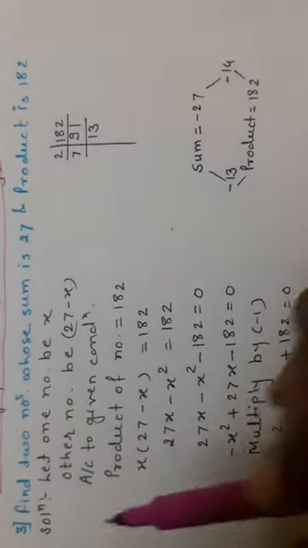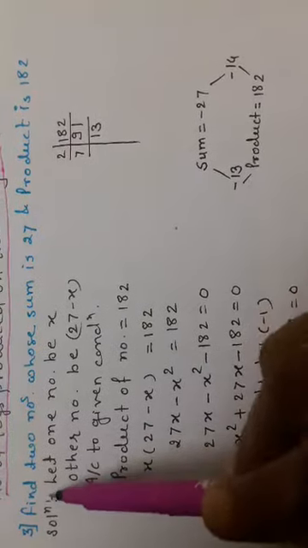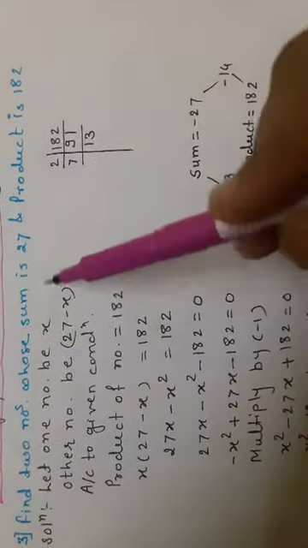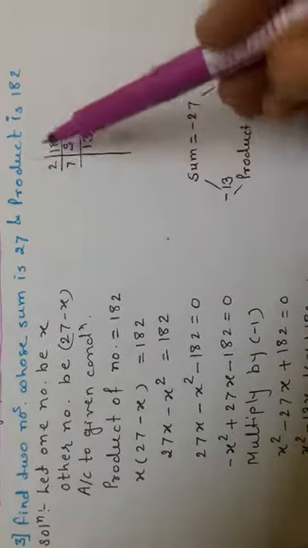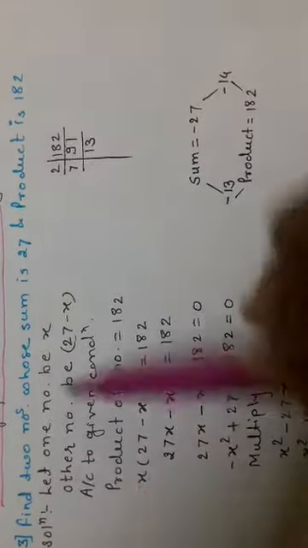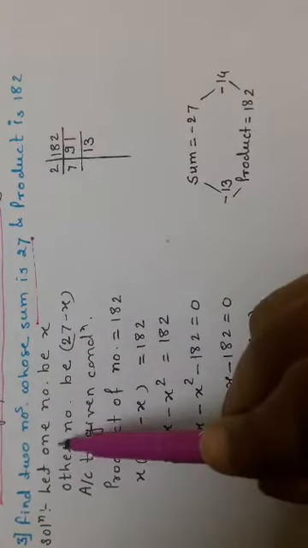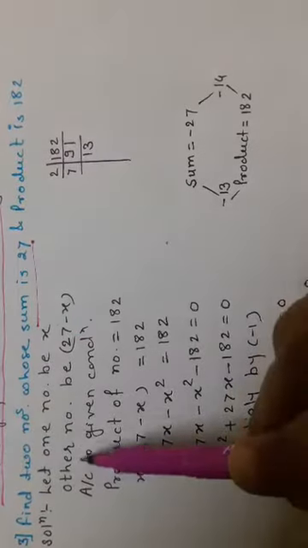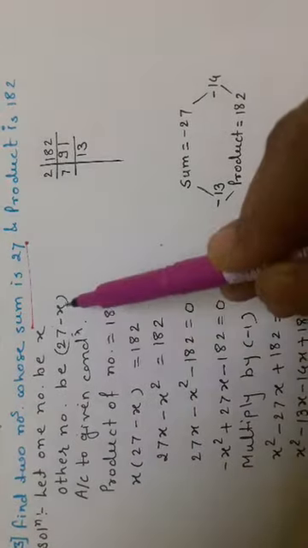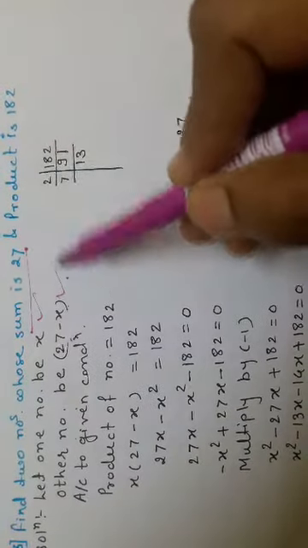Let's start the third problem from the same exercise, that is 4.2. Find the two numbers whose sum is 27 and product is 182. Two numbers we have to find, but what they had given: whose sum is 27. So we will consider, let one number be x, so the other number will be 27 minus x. We got the two numbers now.